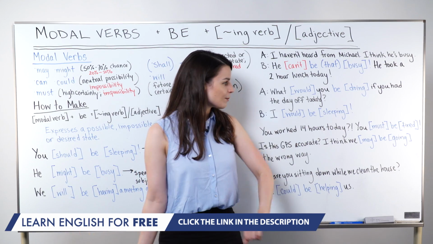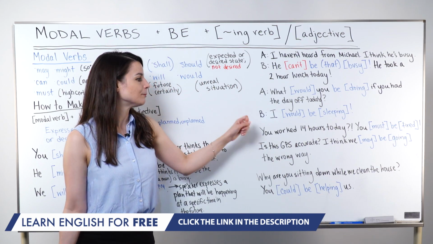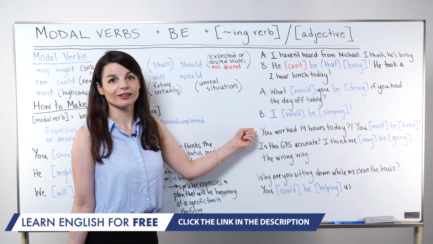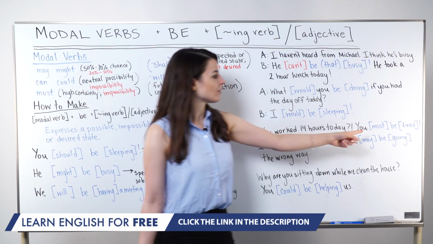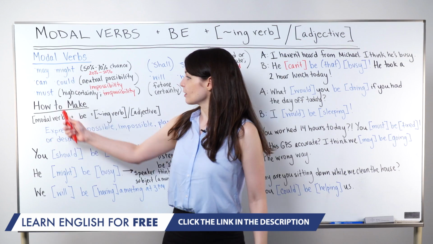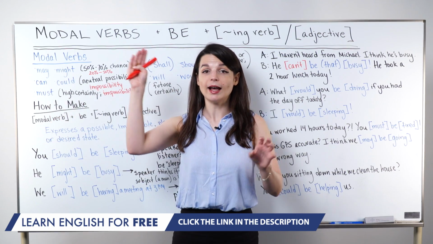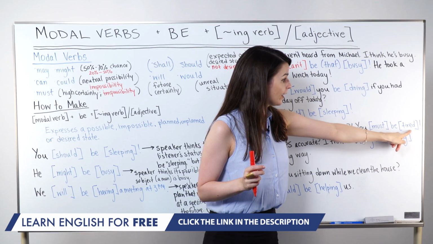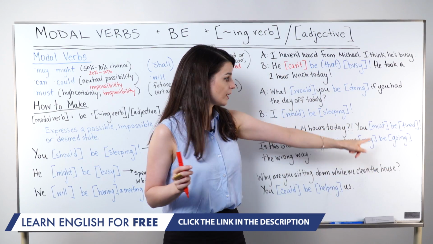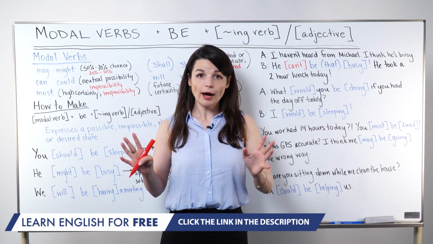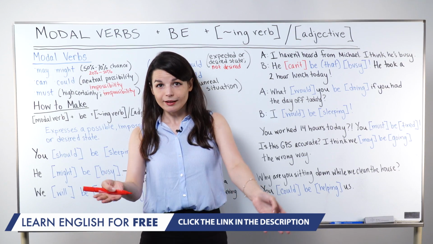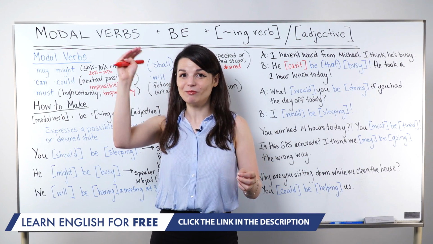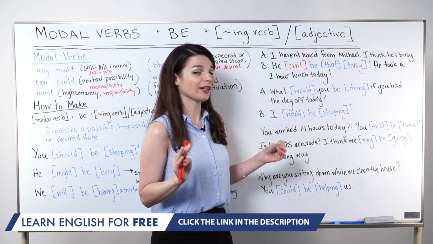Okay, let's move on to the next example. You worked 14 hours today? You must be tired. So here, I've used this must. So we know must expresses a high level of certainty. I'm using tired. My adjective is tired. So the speaker is guessing, wow, you are very likely tired right now. So I want to express a high level of possibility that you're tired.